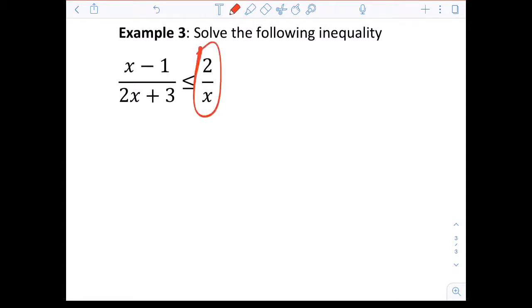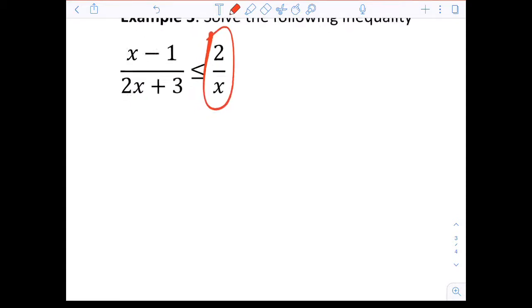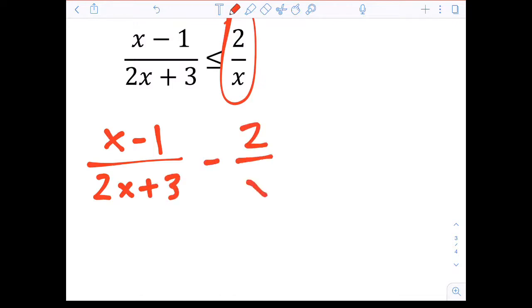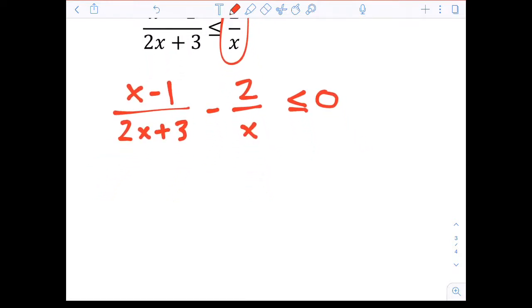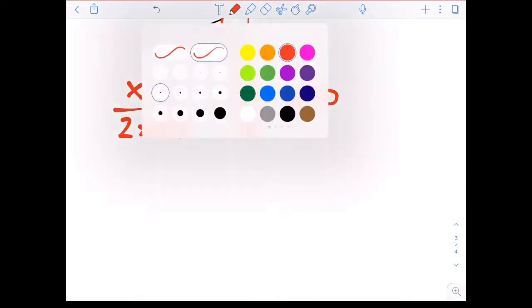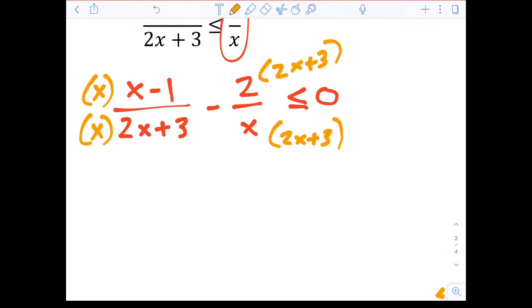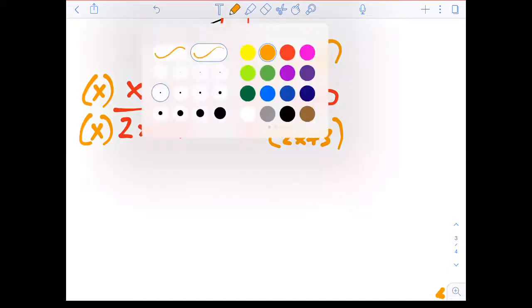So I could take 2 over x and bring it to the left side, which would leave me something like this. When I bring it over, it changes the sign. Now I need to get common denominators. So what I'm going to have to do is this term over here on the left is going to need an x on the top and the bottom. This fraction over here is going to need 2x plus 3 on the top and bottom. I can do that to a fraction, multiply the top and bottom by the same term, because that's like multiplying by 1. So that's going to leave us with a common denominator.